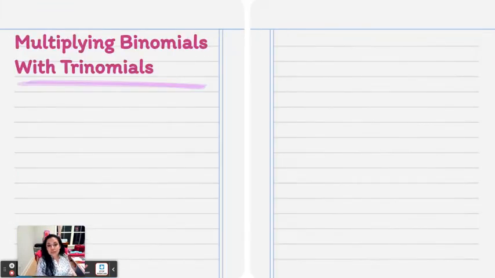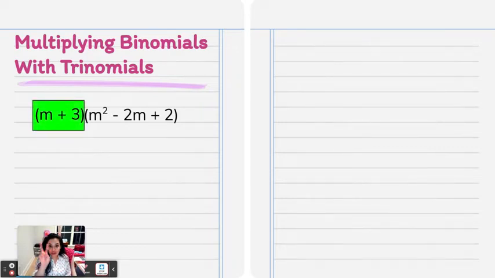All right, so now we're moving on to multiplying binomials with trinomials. So a 2 by 3. Here we have a binomial, m plus 3. And our trinomial is going to be m squared minus 2m plus 2. So my binomial, 2 terms, times my trinomial with 3 terms.